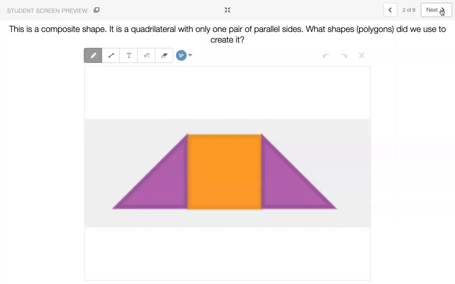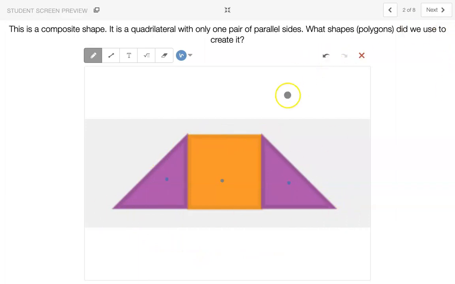It is a polygon. It is a quadrilateral with one pair of parallel sides. So it's a quadrilateral, we know, because it has 4 sides. I see here and here, those sides are parallel. So what did I use to create that quadrilateral? I see 3 different shapes here. I see a triangle, I see a square, and I see another triangle. And when I put those 3 polygons together, I get my quadrilateral.